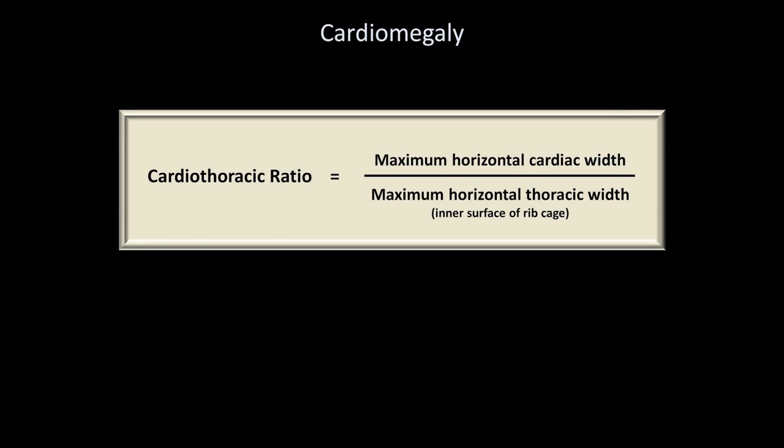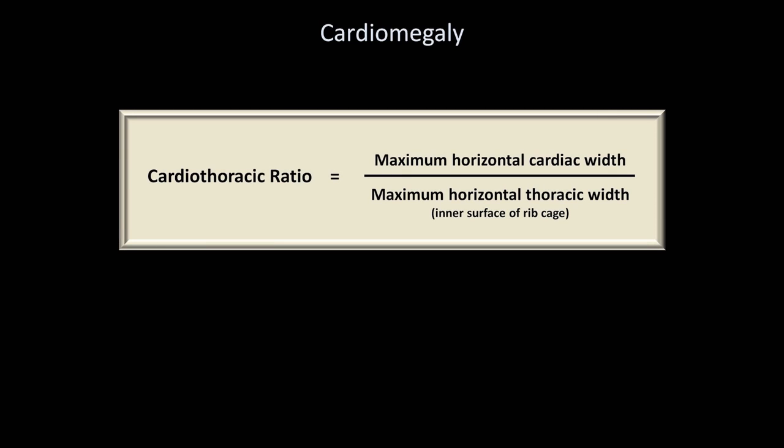I'll now talk about some specific abnormalities of the cardiac silhouette. The most common abnormal finding is cardiomegaly. Cardiomegaly simply means that the overall size of the heart is larger than normal. There are a couple of ways it can be defined in radiology, but by far the most common way to define it for analysis of chest X-rays uses the cardiothoracic ratio.